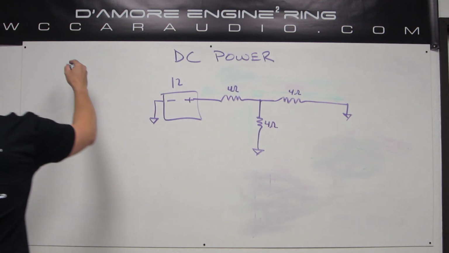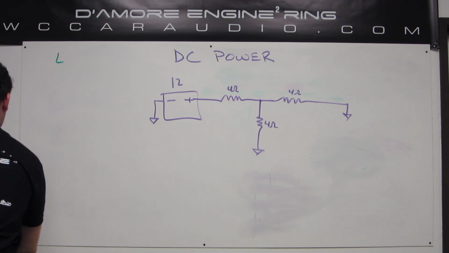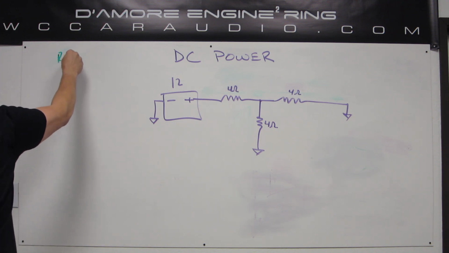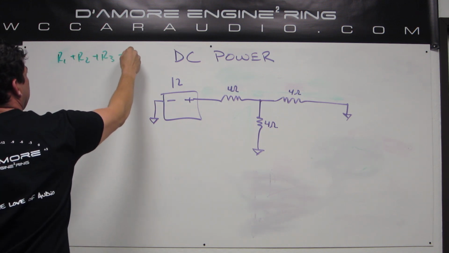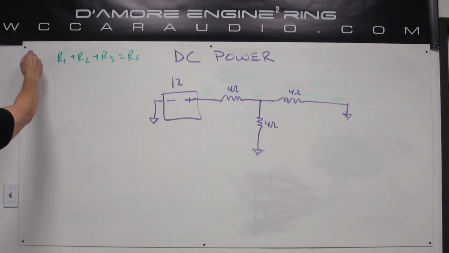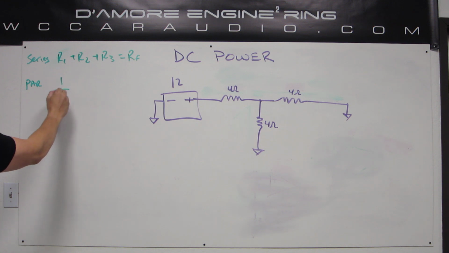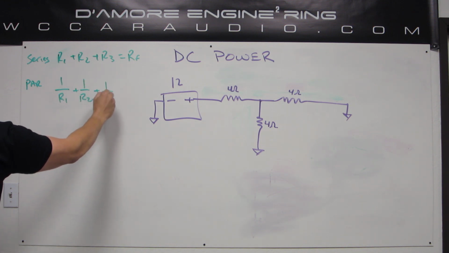So if you have loads in series, like I said, they just add together. Let's say resistor 1 plus resistor 2 plus resistor 3 equals the final resistance. This is for a series circuit. When you have parallel loads, it looks like this. We have some fractions to deal with.